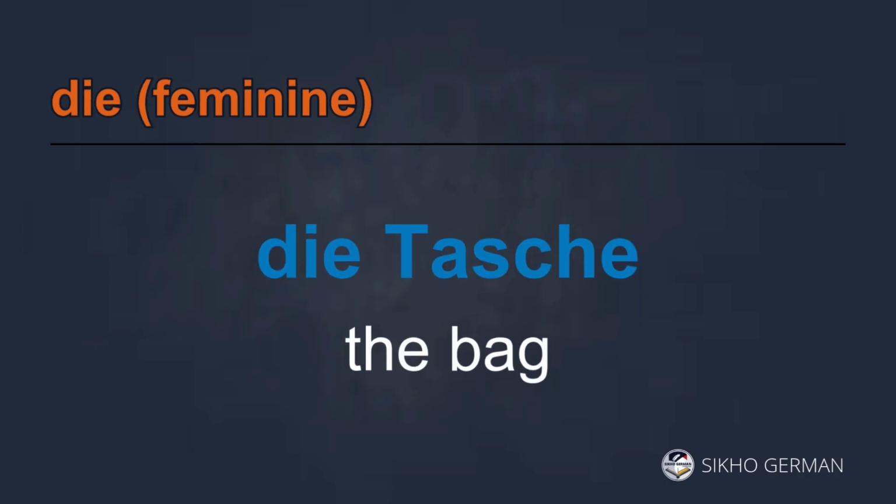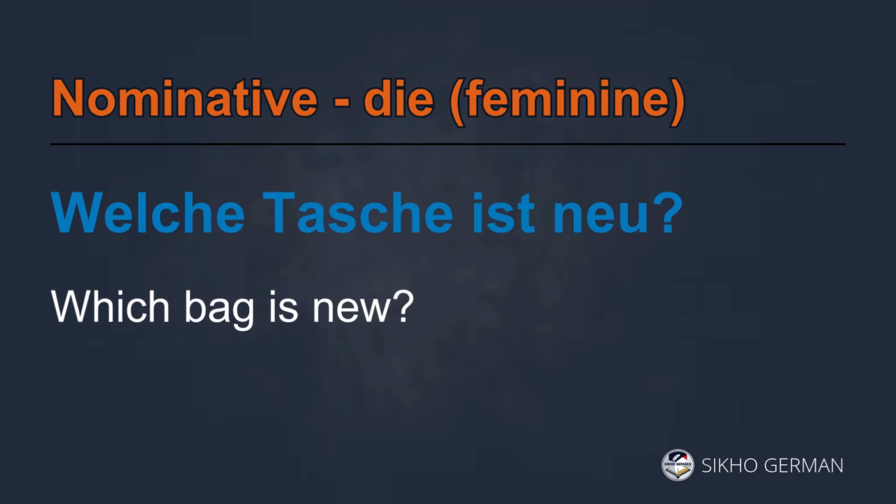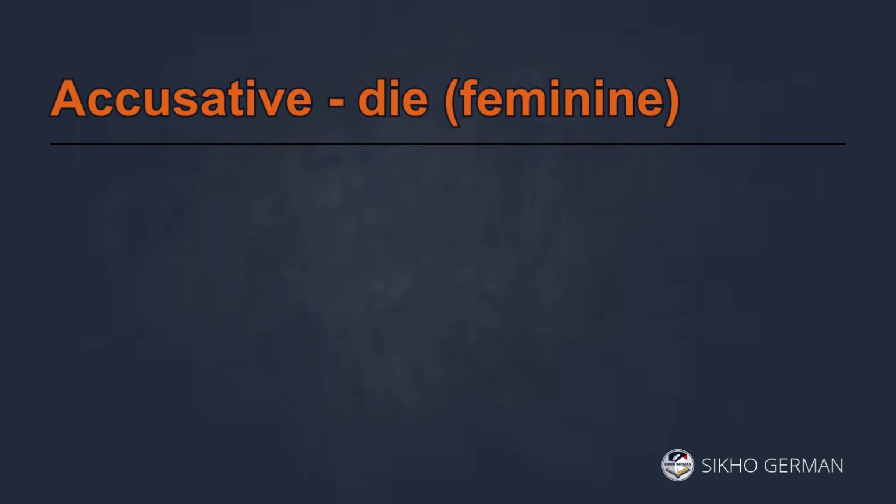Now, let's use a feminine noun, die Tasche, the bag. In the nominative case, Welche Tasche ist neu? Which bag is new? Because die Tasche is the subject of the sentence, we use the nominative feminine ending e, giving us Welche. Feminine nouns are easy because they don't change in the accusative.